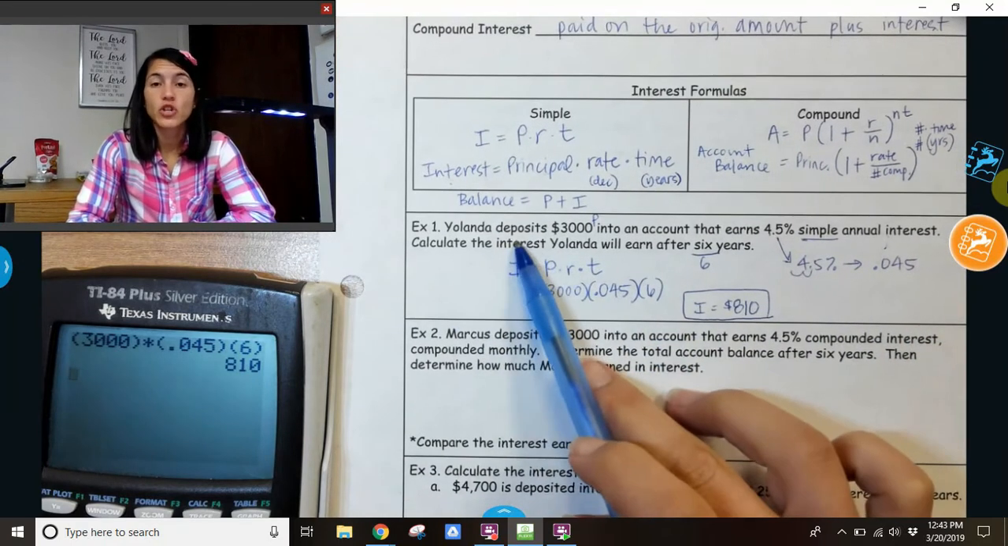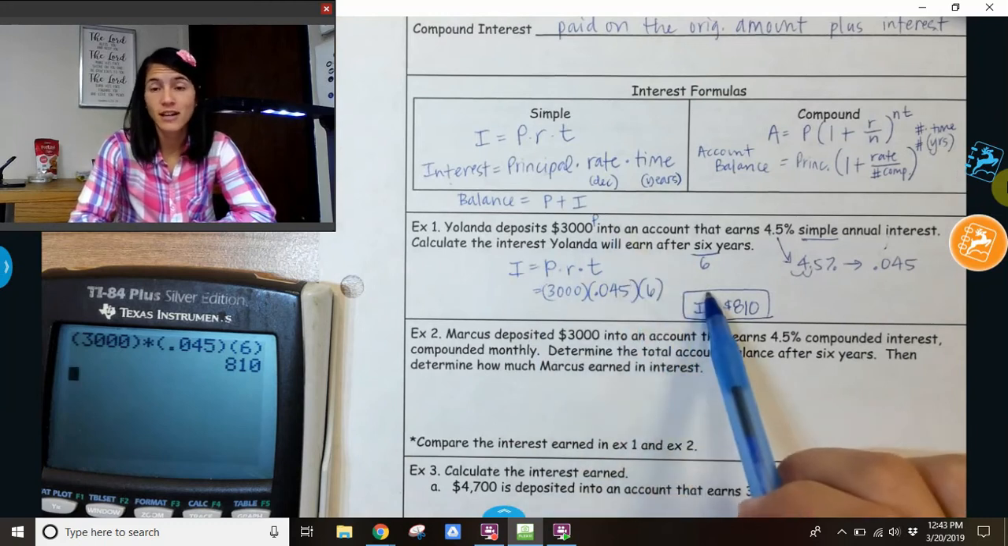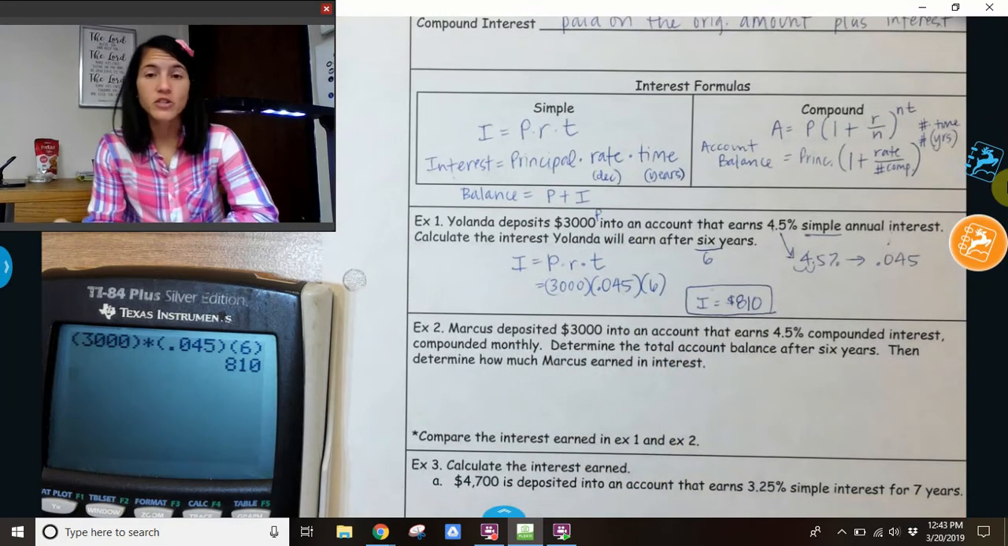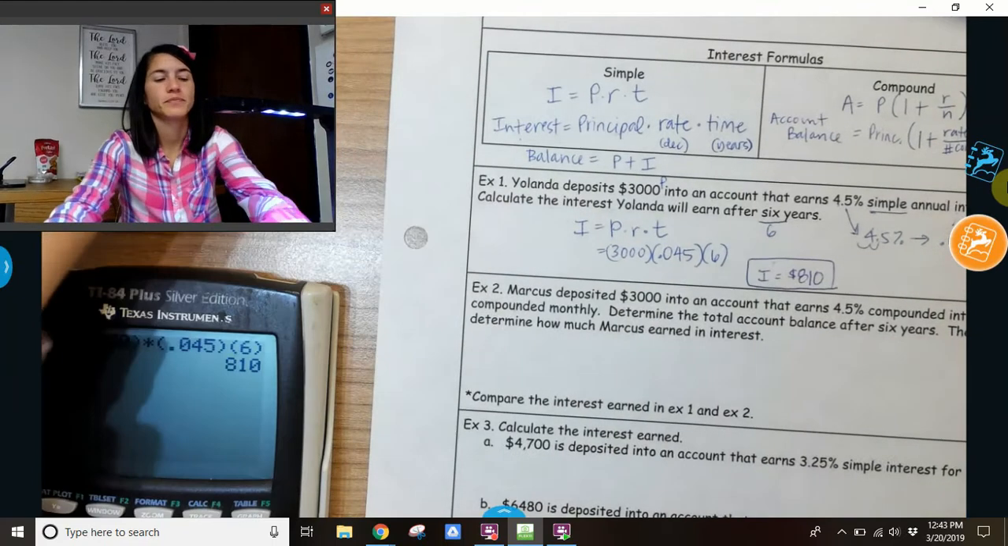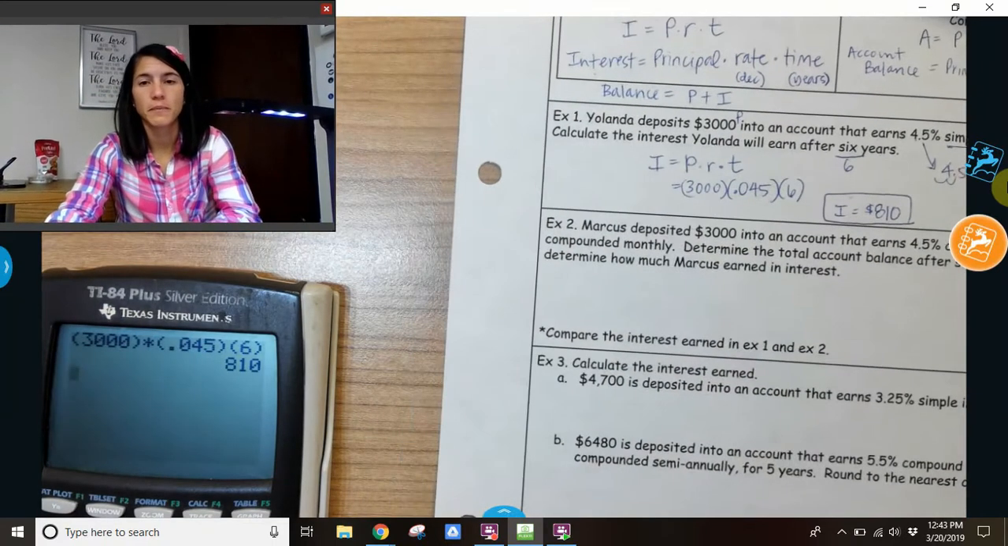If I wanted to know how much total she had, I would add these two together, and she has $3,810 total, but my question was just asking for interest. I was looking at my timer, okay?